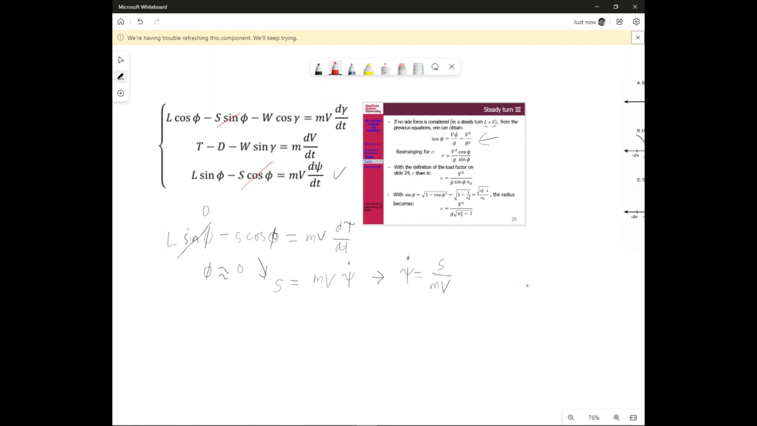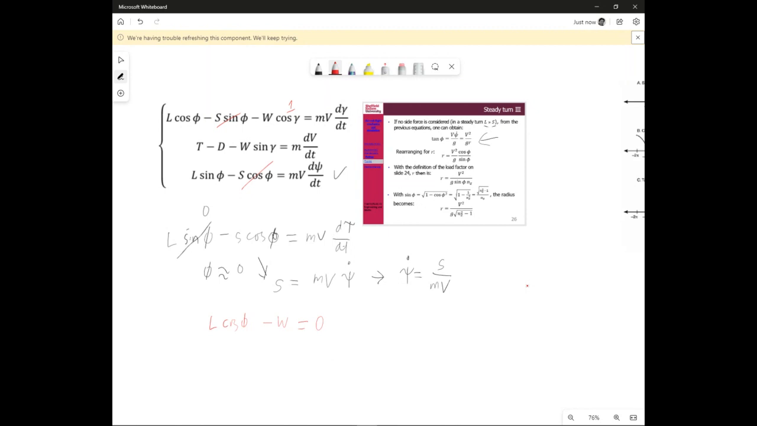Now we agreed before that gamma, if you want to make a steady turn, there's no gamma, there's no flight path angle, so your aircraft stays level. Then that cos gamma becomes 1, right? So then you only have this equation, which is L cos gamma minus W equals MV d gamma dt. Now, because there's no change in gamma, that MV d gamma dt is also 0. Sorry, I should put that into 0. So that becomes 0.